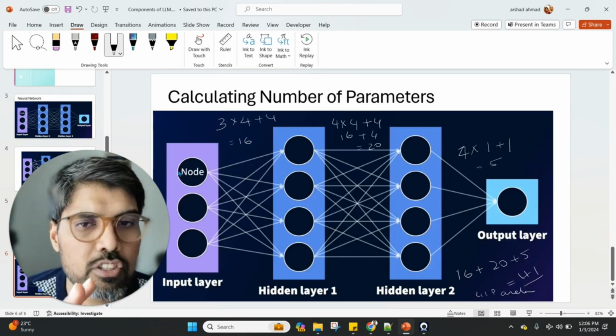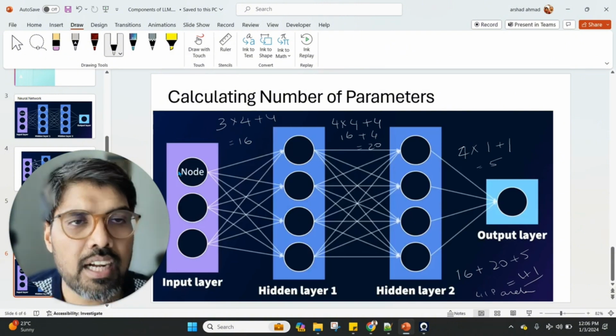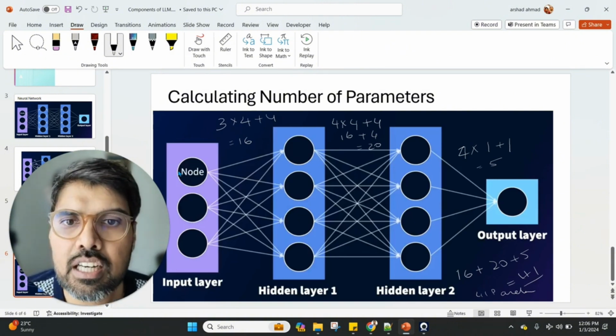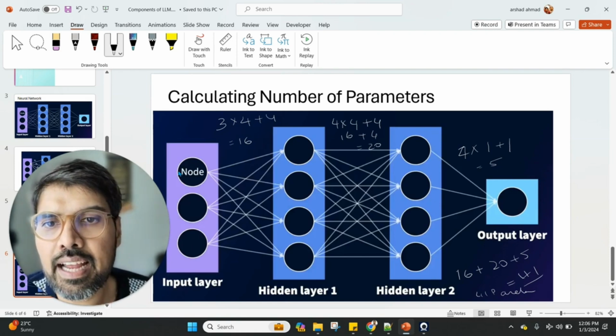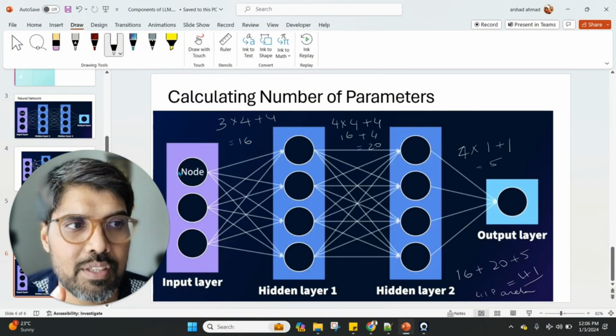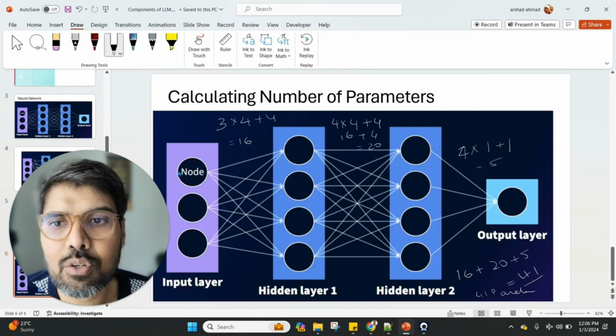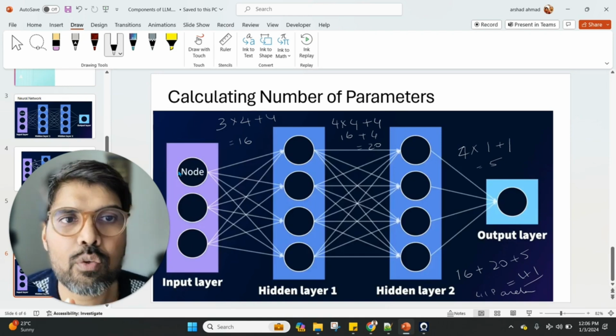And to give you a sense of perspective, most large language models, LLMs like GPT-3, LLaMA, have several billion parameters, and they consist of a lot of layers, a lot of nodes, and a lot of connections like this. So this is a completely connected network, and this is the way we calculate the number of parameters.